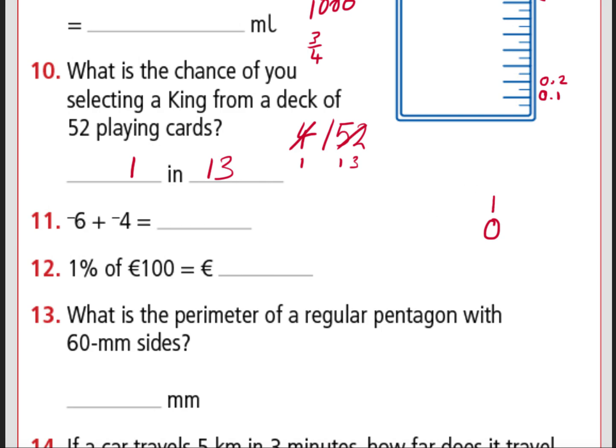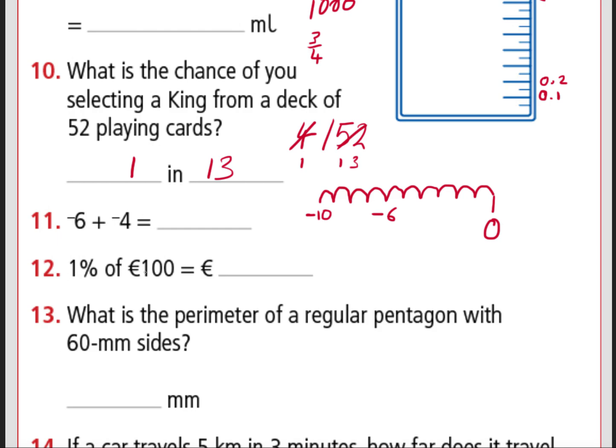Number 11, we're starting at 0, and we're going to count back. We have -6, and then we're adding on -4. So we're going to count back 1, 2, 3, 4, 5, 6 to get to -6. And then we're going to count back 4 more. So we'll go -7, -8, -9, -10. Okay, and that's where we land at the end, on -10.